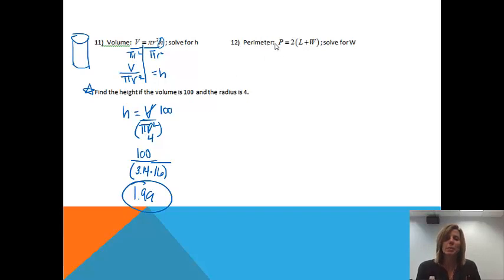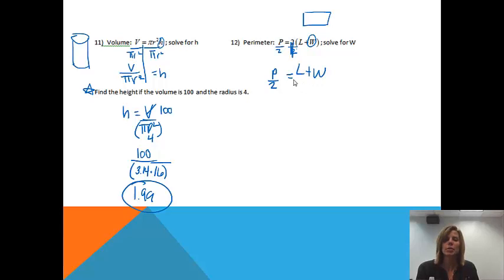And then the last problem. All right, we've got perimeter P equals 2 times the quantity L plus W. That would be the perimeter of a rectangle, actually, and we would like to solve for W, the width. All right, so couple different ways we can do this. I'm going to do it the fast way this time. Since there are parentheses, we can just divide both sides by 2. So I'm going to have P over 2 equals, those are gone now, L plus W.